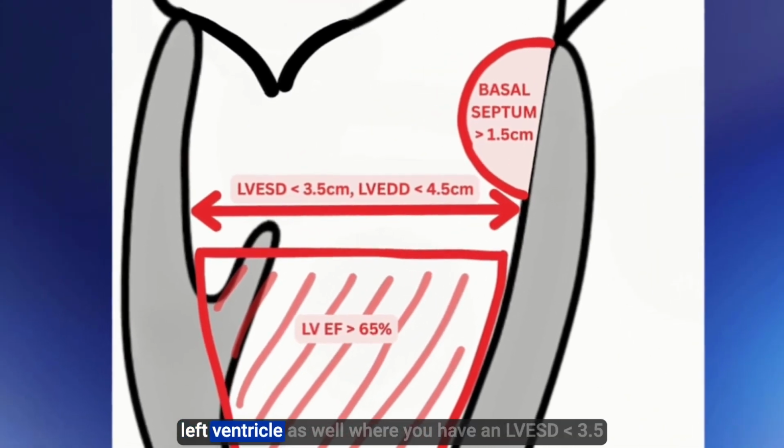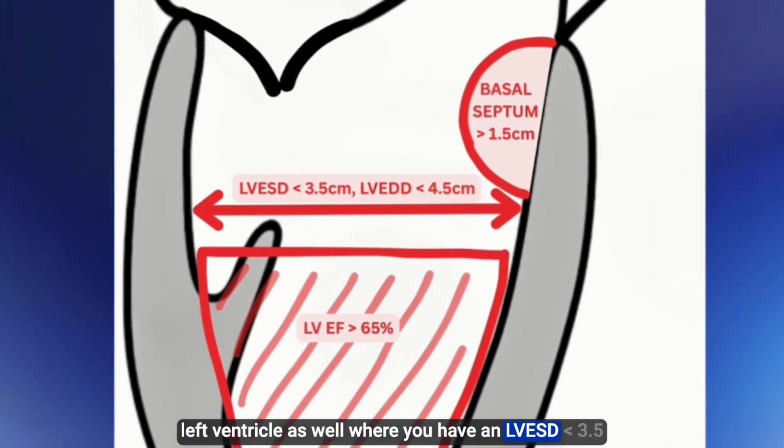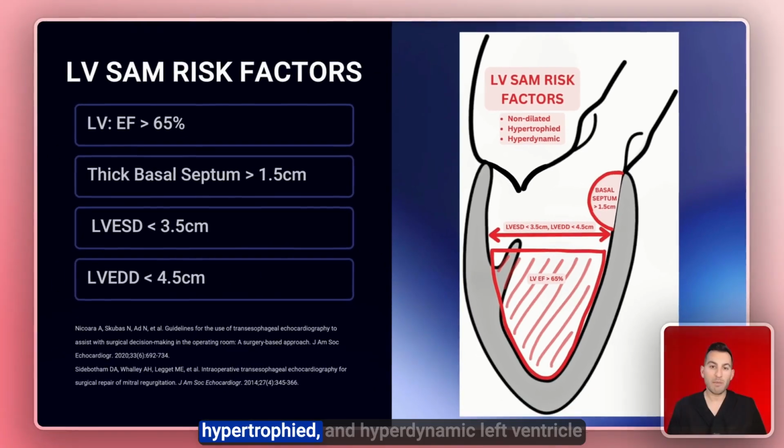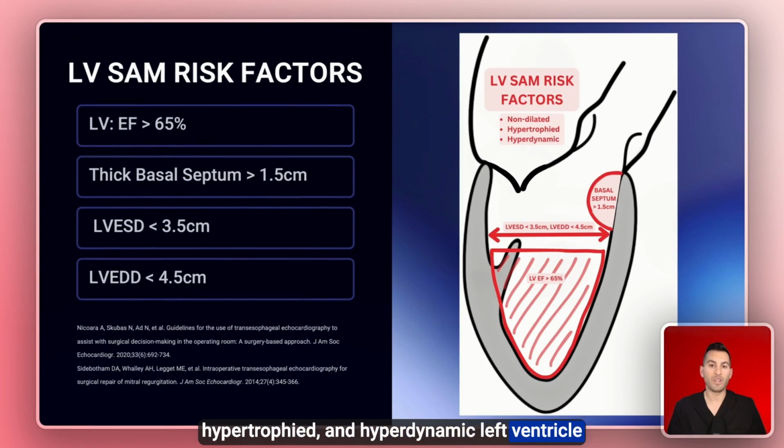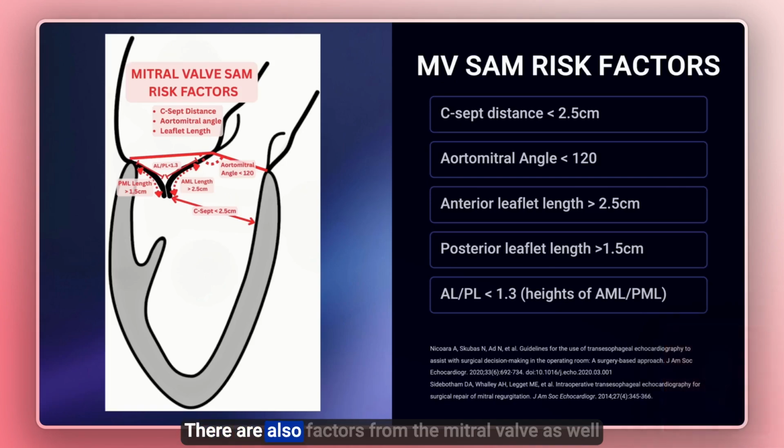A small left ventricle as well, where you have an end systolic diameter less than 3.5 centimeters, or a left ventricular end diastolic diameter less than 4.5 centimeters. A non-dilated, hypertrophied, and hyperdynamic left ventricle are all predisposed to SAM after mitral valve repair. There are also factors from the mitral valve that contribute to SAM after mitral valve repair.